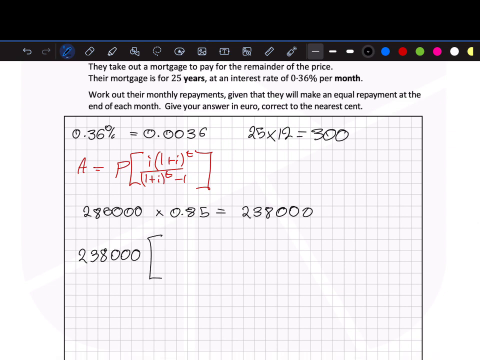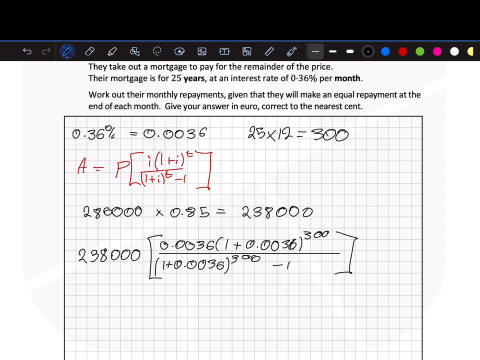So 238,000 multiplied by the interest rate, which is 0.0036, multiplied by 1 plus 0.0036 to the power of 300. Sorry, that should be a 6 there. And this all gets divided by 1 plus 0.0036 to the power of 300 minus 1. Put all that into your calculator and you end up with A equal to 1,298.68 euro.